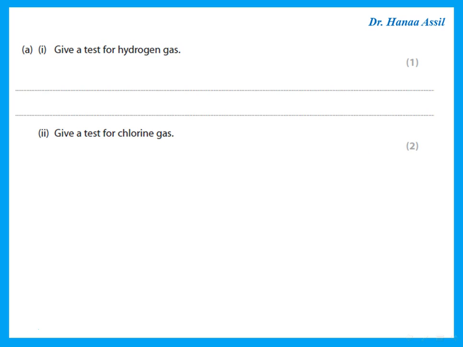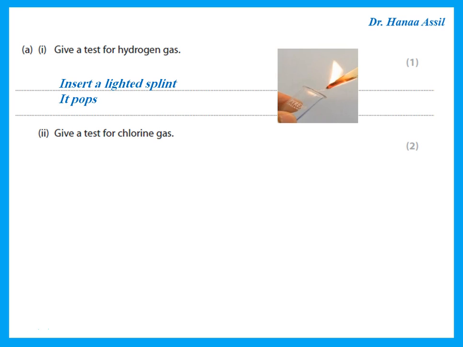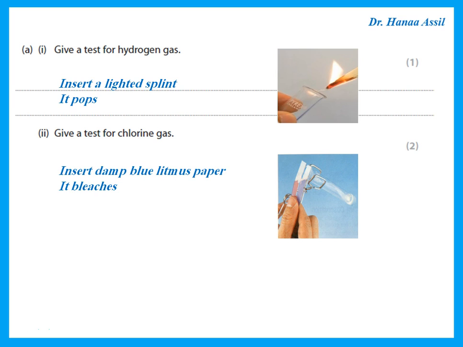Give a test for hydrogen gas. What was the test for hydrogen gas? Please remember the tests. They will come in both papers. Hydrogen, of course, we said what? Insert a lighted splint, it pops. What was the test for chlorine gas? Insert damp blue litmus paper, it bleaches.